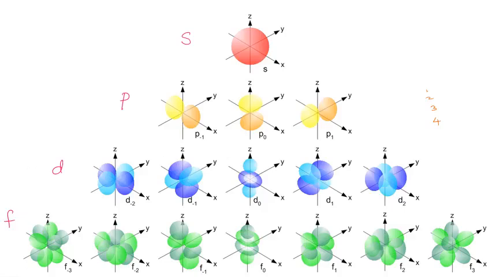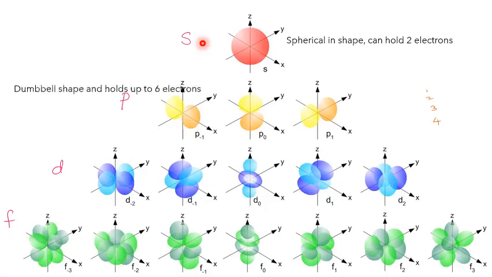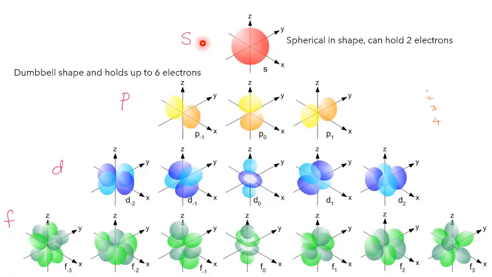There are different numbers of orbitals in each sublevel, and there are 4 types of sublevels designated as s, p, d, and f. The simplest sublevel is the s sublevel, which is spherical in shape and can hold up to 2 electrons. The second one is the dumbbell-shaped p orbital, which can hold up to 6 electrons because we have 3 orbitals here and each orbital can hold 2 electrons.